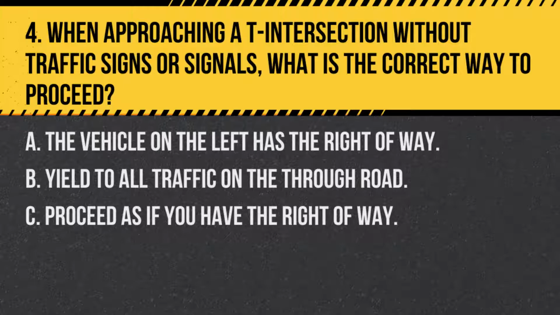Question 4. When approaching a T intersection without traffic signs or signals, what is the correct way to proceed? A. The vehicle on the left has the right of way. B. Yield to all traffic on the through road. C. Proceed as if you have the right of way.